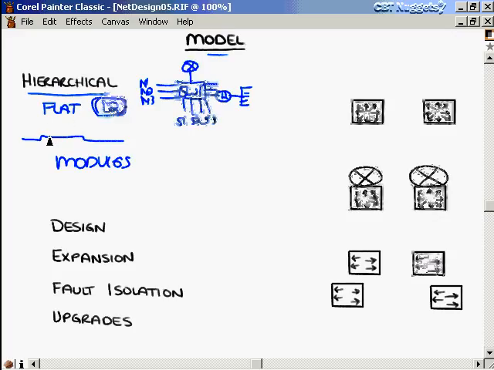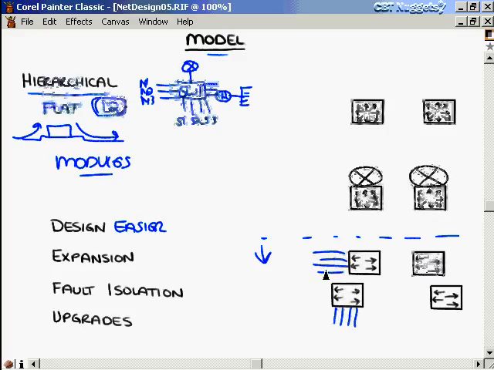Back to modules. What we're doing is we're taking a lot of concepts and breaking them down, and do that design, because you only have to worry about access to the end users, or setting up server farms. You don't have to worry about high-speed transfer. Design is going to become easier when we break ourselves into this modular.